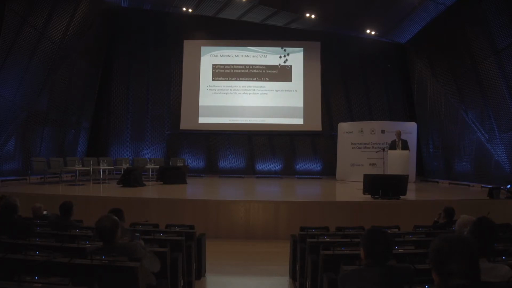But even if you have extensive drainage from the coal seam, you still have a lot of methane coming out when you excavate. So what you do is you push ventilation air through the mine to reduce the concentrations to safe levels. So the VAM concentration would typically be below 1%.